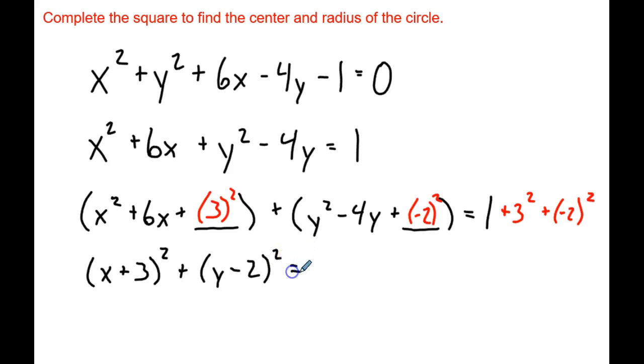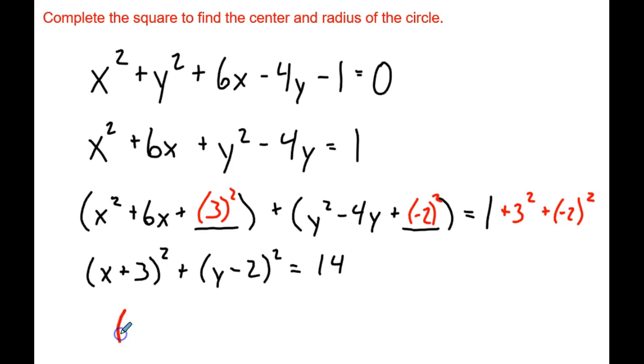Now we need to simplify the constants on the right side of the equation. We have 1 plus 3 squared is 9, and negative 2 squared is 4. So 1 plus 9 is 10, 10 plus 4 is equal to 14. So now we have the standard equation of the circle. We should be able to identify the center and the radius of the circle.